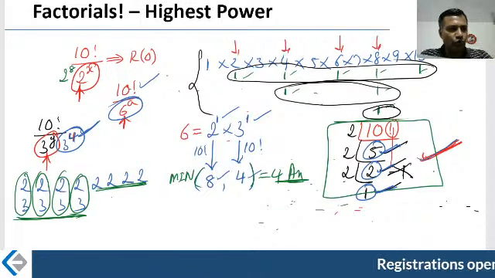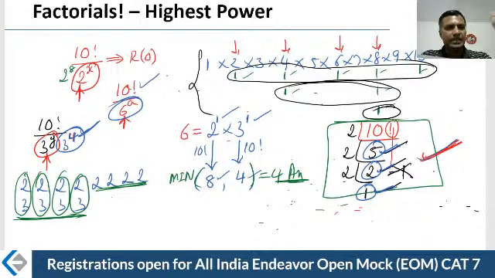Now I showed you how to find the highest power of a number in a given factorial if the number is prime or composite. Prime is something like 2. Composite is something like 6.